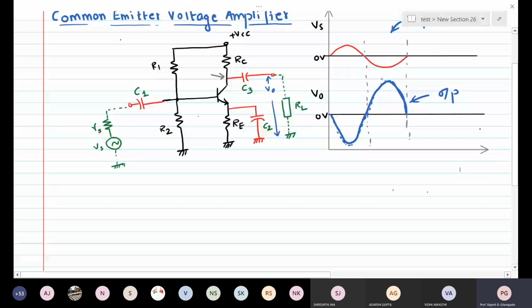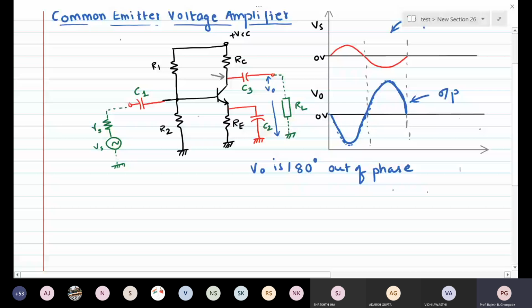So these are the two important things that you have to note about the common emitter voltage amplifier, that the output is always 180 degrees out of phase. So VO is 180 degrees out of phase with the input.